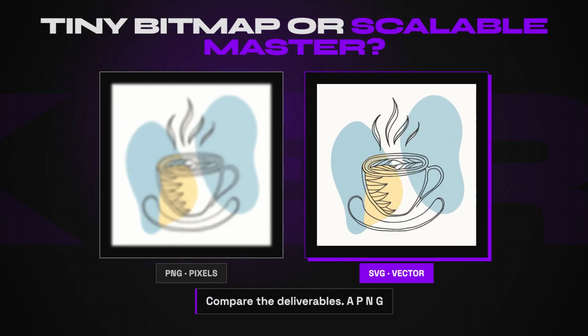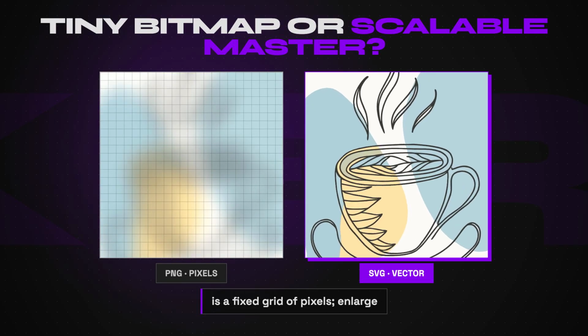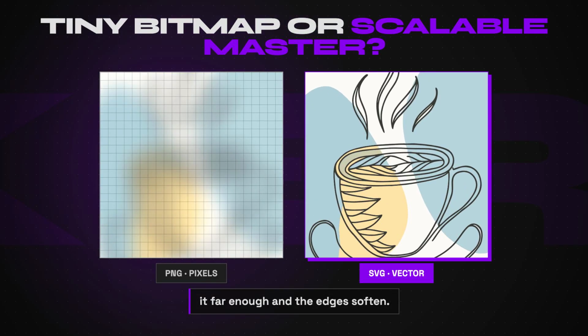Compare the deliverables. A PNG is a fixed grid of pixels. Enlarge it far enough and the edges soften. An SVG stores the artwork as geometry, so curves and letters stay crisp at any size. Export a raster proof when needed, but keep the editable vector as the production source of truth.